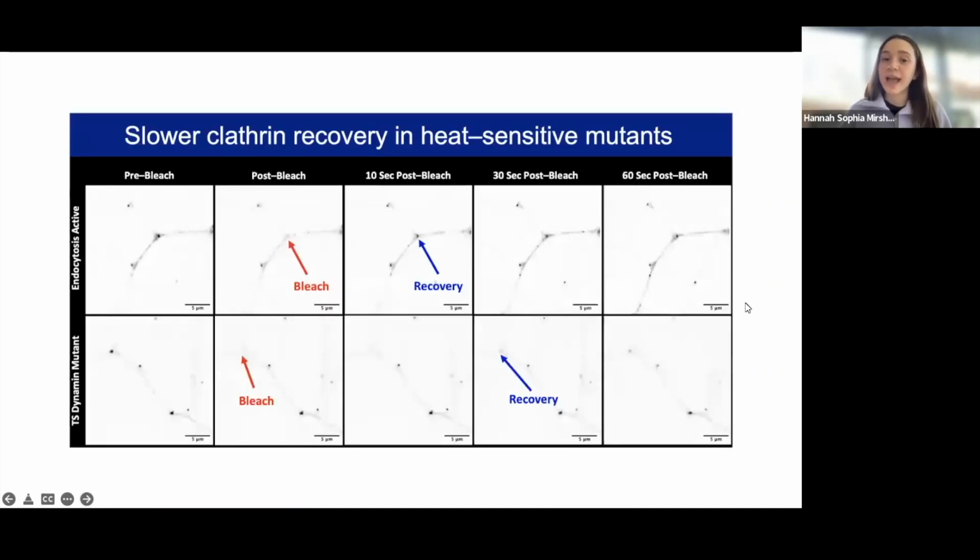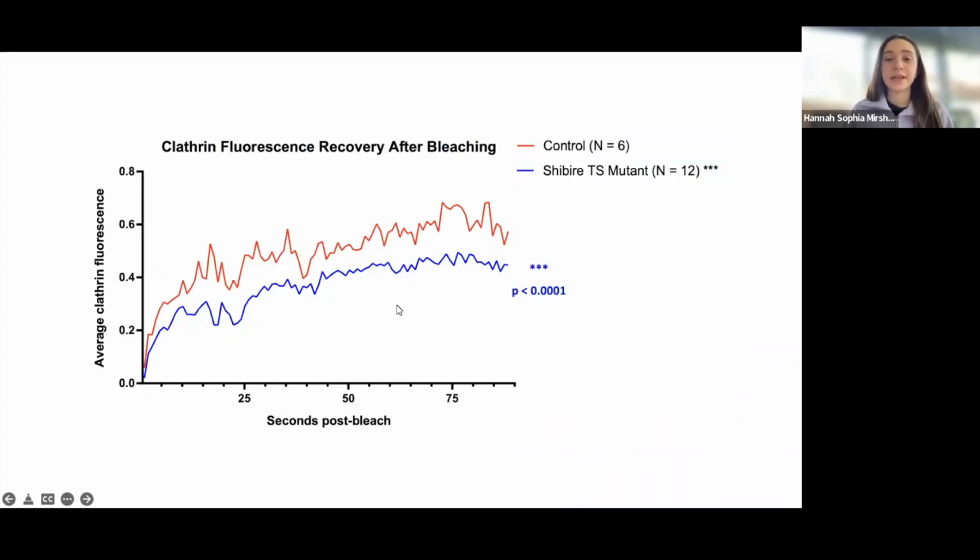When endocytosis was active, what we found was that after bleaching a clathrin puncta, its fluorescence recovered quite quickly. However, in the temperature-sensitive mutant where endocytosis was temporarily blocked, after bleaching the clathrin, although we did see eventual recovery of its fluorescence, its recovery time was a lot longer than that of the normal conditions when endocytosis was active. And this can be visualized in this graph here.